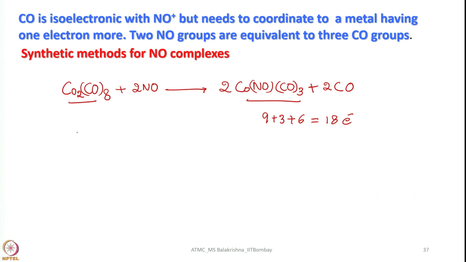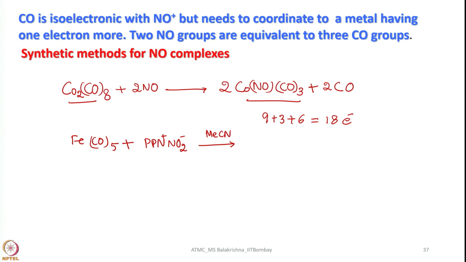Let us look into another reaction where we are using a reagent of a different type to generate a metal nitrosyl bond. Let us consider Fe(CO)5 and treat this one with PPN. I am not sure whether you are familiar with this cation. It is a very bulky cation, usually used to stabilize anions. I shall write the structure of that one later after completing this equation.